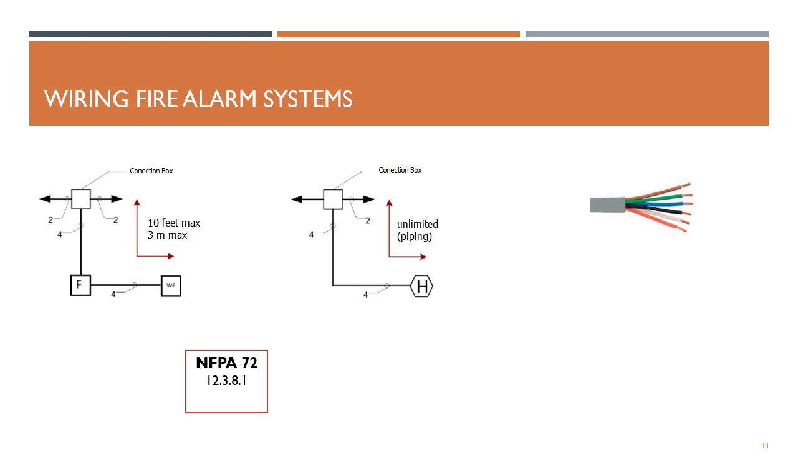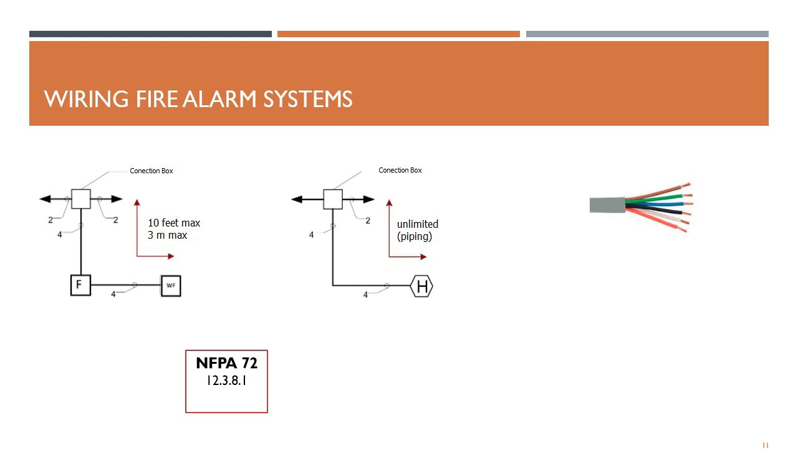So, as you can see, we are limited in distance if we decide to wire this way. Now, on the right, since we only have a single device that's going to come out of the junction box, the distance to wire from the junction box to the device is unlimited.